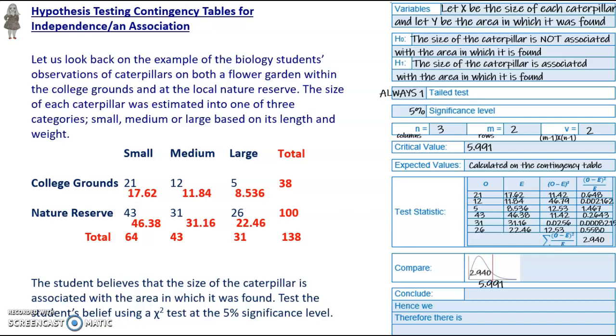As with most of our questions, we accept in the belly and we reject in the tail. So in this particular question, we accept H0, as it's on the left hand side and much smaller than my critical value. Therefore I can say that there is no significant evidence to suggest that the size of the caterpillar is associated with the area in which it is found. By accepting H0, we are agreeing that they are not associated, and therefore the student's belief is incorrect.